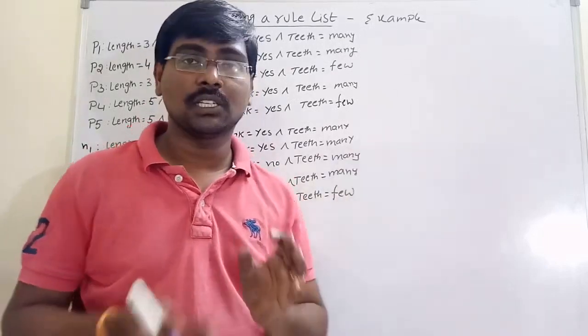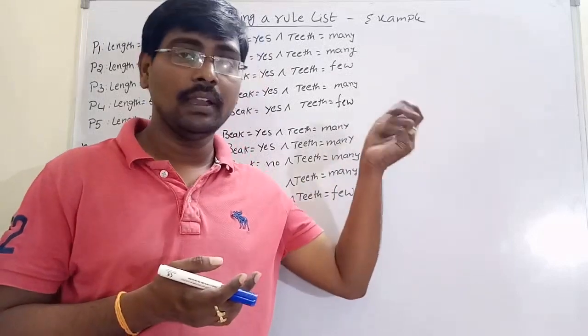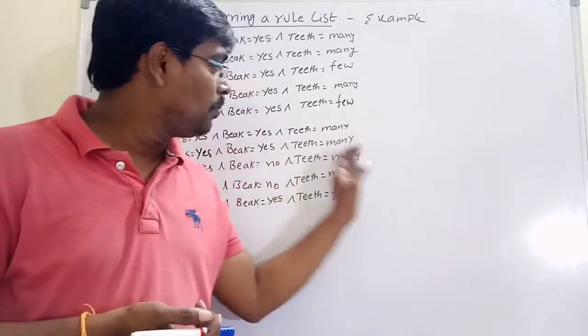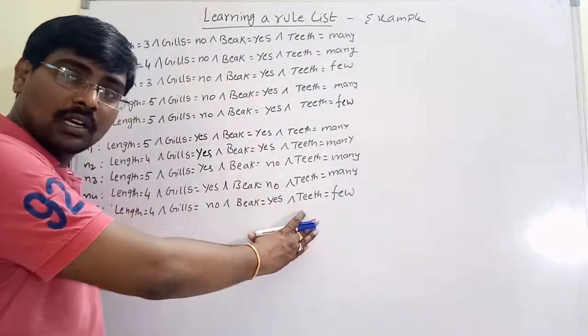In the previous session, we had discussed the ordered rule list, that is, how to learn an ordered rule list. Now, based on the concept, we will consider an example and construct a rule list.